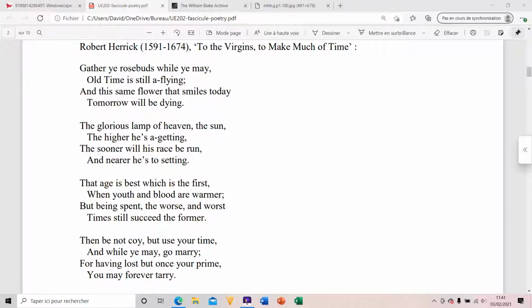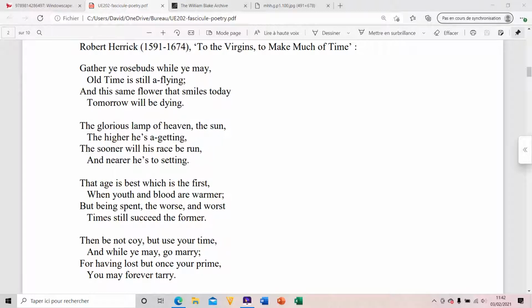Okay, so the theme here is as simple as the form of the poem. Theme is a carpe diem, right? To seize the day, to seize youth, to use your youth, right? If we look at the first line of the fourth stanza, use your time, make use of your youth by marrying, because if you don't seize the moment of your youth, then middle age and old age will come quickly, and you will forever tarry. That is to say, you will never marry, you will become an old maid.